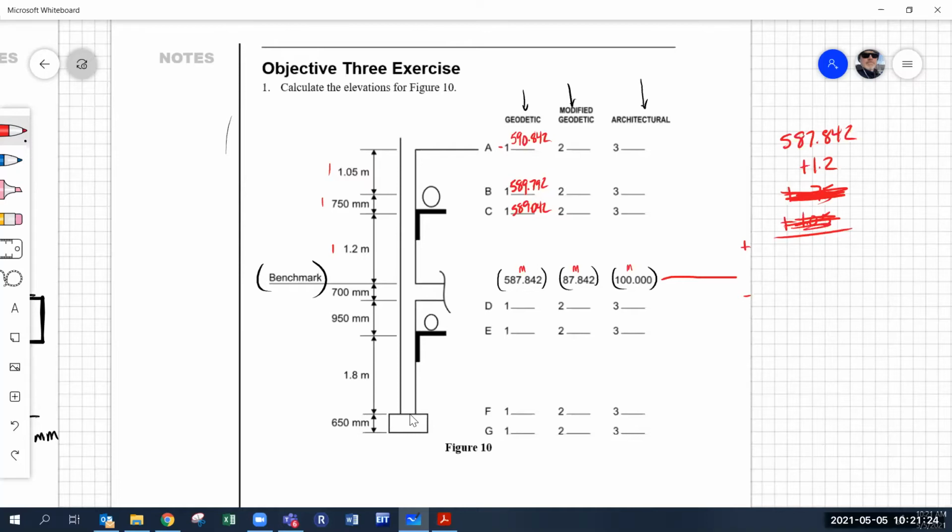Modified, they're just going to be the same numbers, only taking the 500 off. So this is going to be 90.842. This is going to be 89.792. This is going to be 89.042. Now, architectural, we'll just add. This is going to be 101.2. We're going to add 0.75 to that. So this is going to be 101.95 meters. And then this one up here, it's going to be 103 meters. Close to it. Does everybody understand how that works?